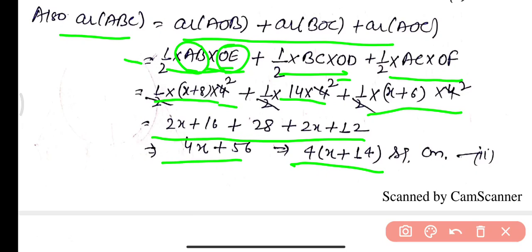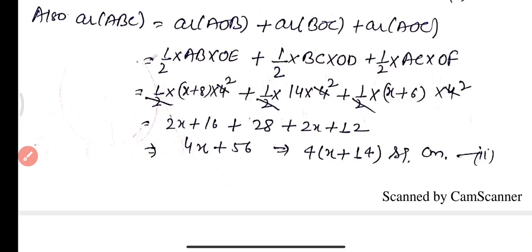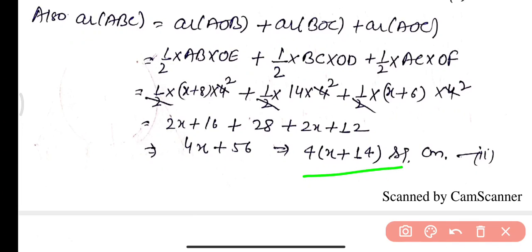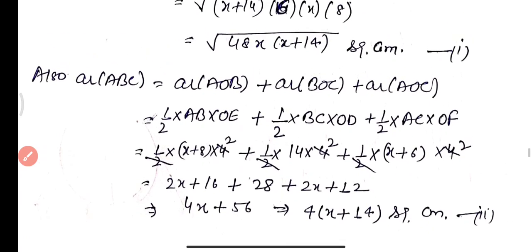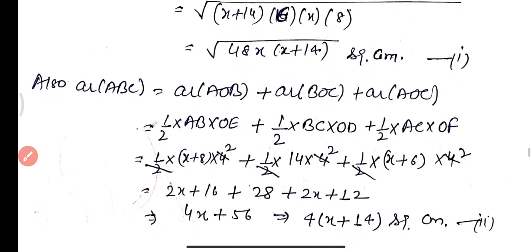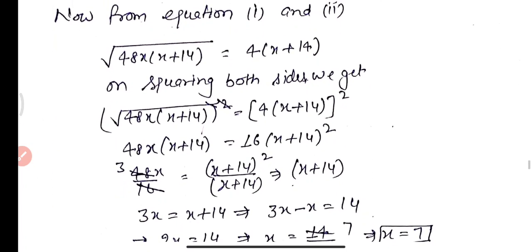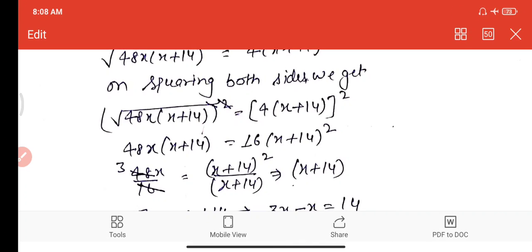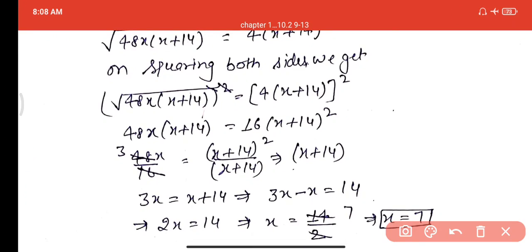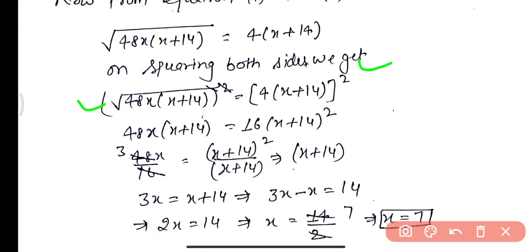So now we have two relations for the area of triangle ABC. Here it is 4 into x plus 14 centimeter square, and we already found the area of the triangle is under root 48x into x plus 14. So now equate these two relations. From equations 1 and 2 we can say under root 48x into x plus 14 equals 4 into x plus 14. So now on squaring both sides we will get 48x into x plus 14. Here the square root will be cancelled, and on the right hand side 4 into x plus 14 whole square. So on squaring, 4 square becomes 16 and x plus 14 square. And on the left hand side we have 48x into x plus 14.